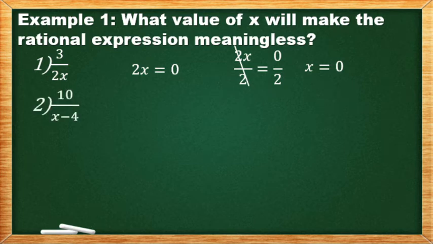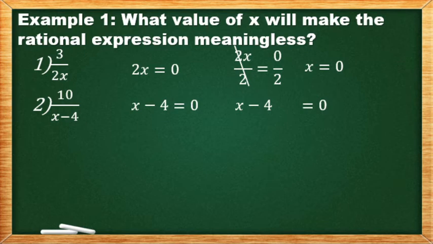Number 2, 10 over x minus 4. Again, denominator natin is x minus 4. Equate lang natin sa 0. So, x minus 4 is equal to 0. You can imagine that kung kailan magiging 0 yung equation na yan, di ba? So, tignan natin. So, x minus 4 is equal to 0.